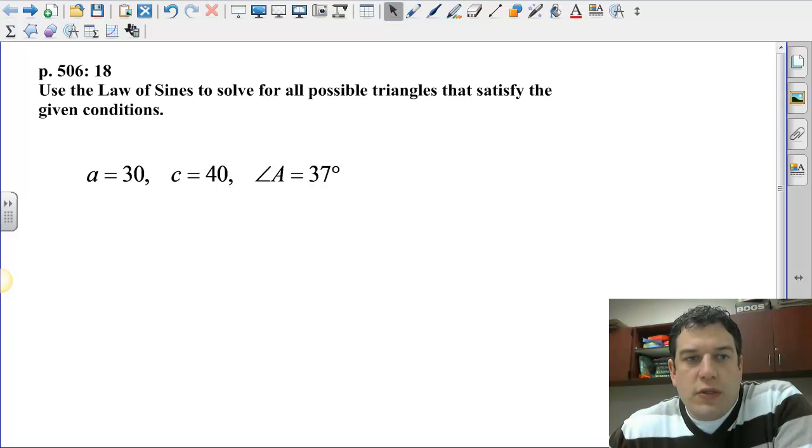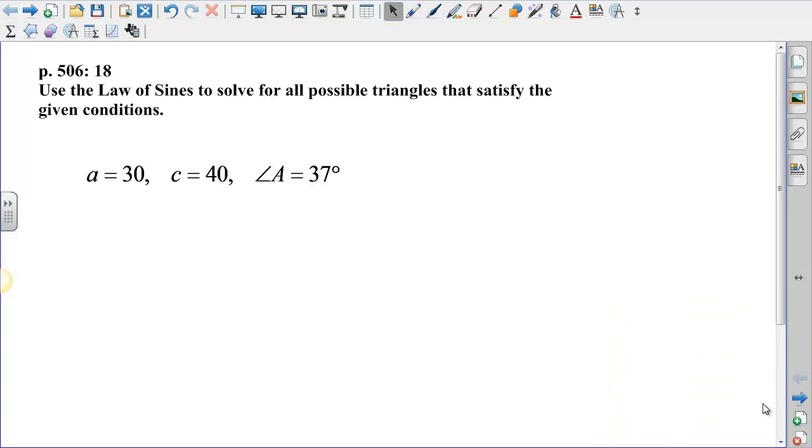So the first problem says, use the law of sines to solve for all possible triangles that satisfy the given conditions. And they give us 2 sides and an angle. So this is obviously going to be an SSA situation because of side, side, angle. And one of the first things I would want to do is draw this triangle out. Now I don't know specifically what the triangle looks like, but I know it's a triangle, so it's got 3 sides and 3 angles, and I can just randomly draw a triangle.